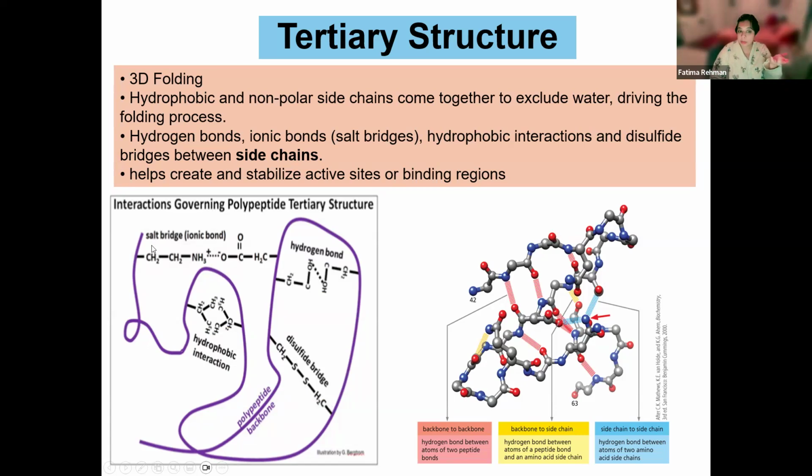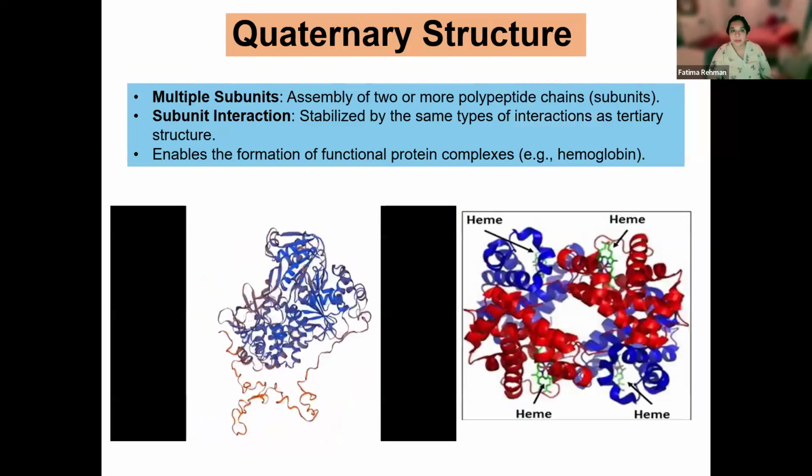You can have salt bridges with ionic bonds. You can have hydrophobic interactions when two R groups that don't get along with each other are nearby, and they cause that area to be a certain way so that they can have minimal interaction, stabilizing that shape. So you can have backbone to backbone bonding, you can have backbone to side chain, as well as side chain to side chain. So in tertiary structure is where side chains actually come into play to create that 3D form.